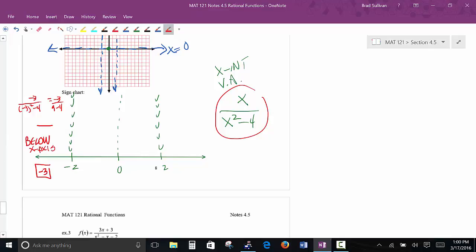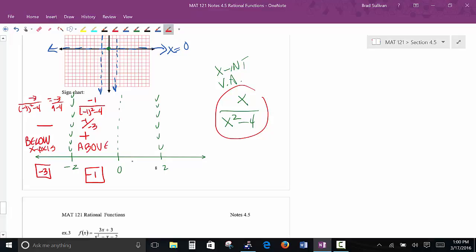Now let's go to the next interval, -2 and 0. Let's pick like -1. Any number will work as long as it's in that interval. Plug it in. So we're going to have -1 over -1 squared minus 4. Notice that's going to be a -1. That's really 1 minus 4, so it's -3. So what is that, positive or negative? Positive. That's all you care about. So that means you are above the x-axis.